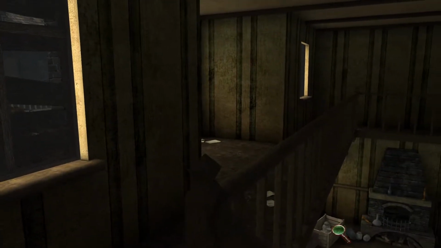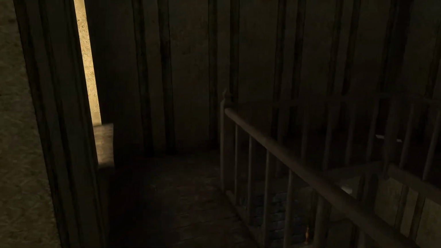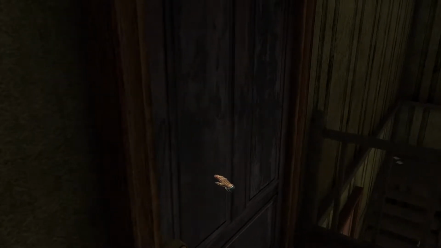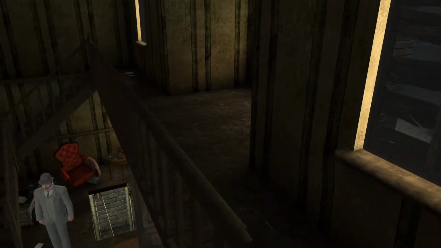But before we do that, I'll go up. We probably use that metal object thingy which we got, this metal stick, to get that pin off the wheel. This door was recently reinforced. Impossible to open it.